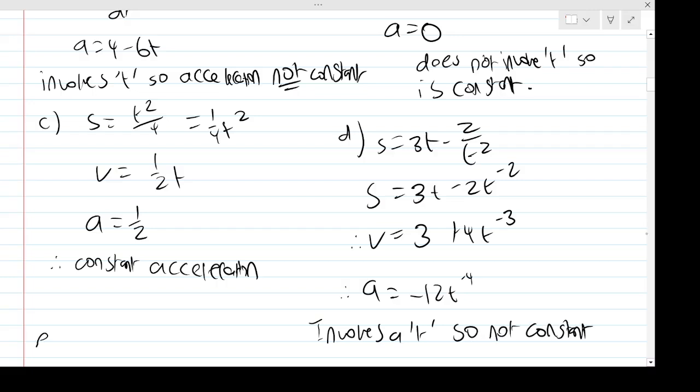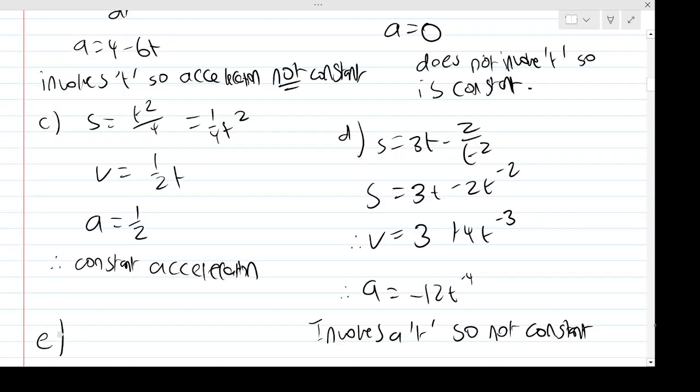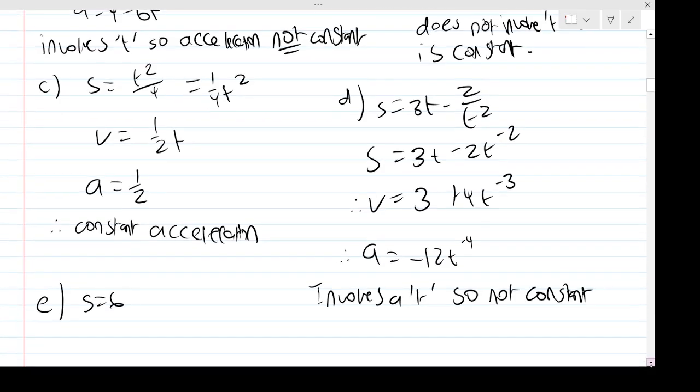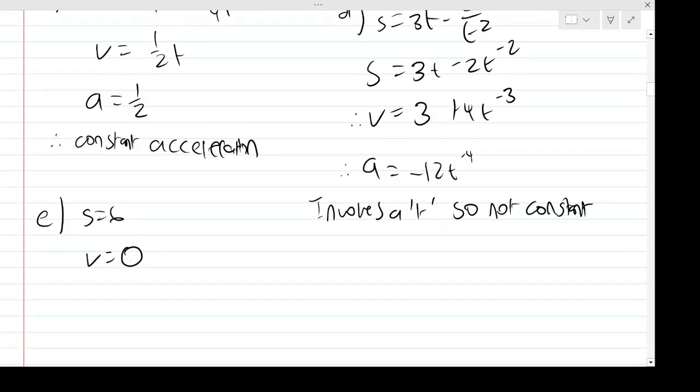Then lastly, in part E, we have s is 6. So actually, there is no t anyway with displacement. It's just 6. The number 6. So again, if we differentiate, well, differentiating a constant or something that isn't t, well, it just goes to 0. And so therefore 0 would also differentiate to 0. And there we are. So again, it's constant, right? Because it's a fixed number 0. So it's constant acceleration here.